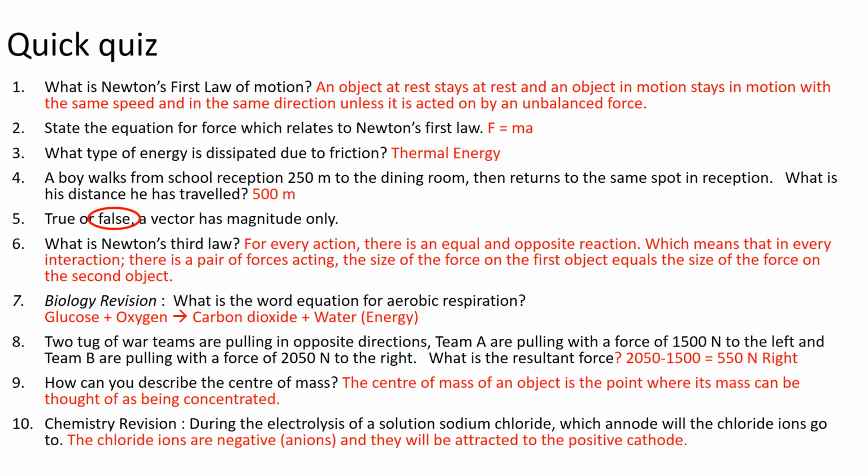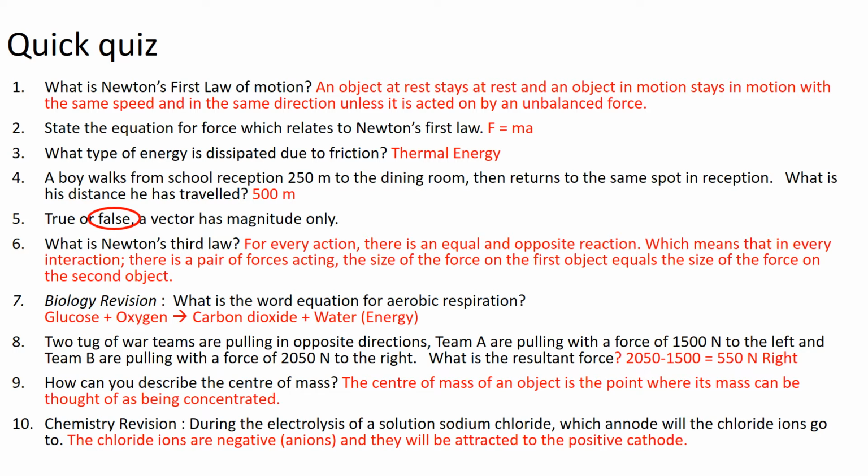And then number 7 is all about biology revision. So word equation for aerobic respiration: glucose plus oxygen gives carbon dioxide plus water. Tug of war, two teams pulling in opposite directions. Team A are pulling with force 1500 newtons to the left. Team B are pulling 2050 to the right. What is the resultant force? Obviously 2050 minus 1500 equals 550 newtons to the right.